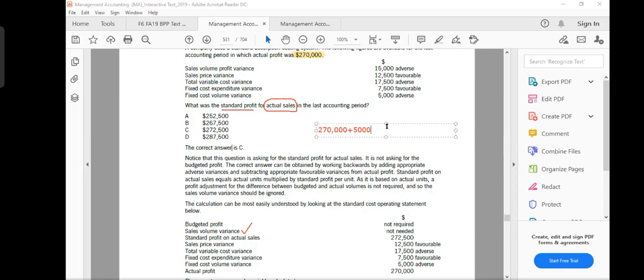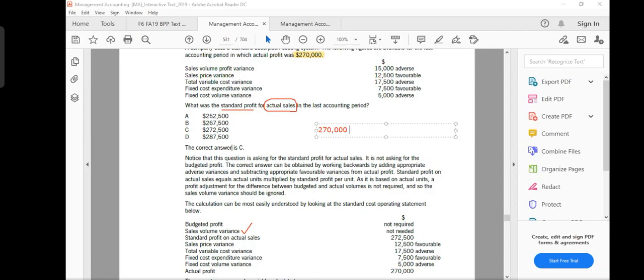Sir, can you repeat it once more? Now, this is my starting point, 270,000. What do I do with fixed cost volume variance 5,000? What does that mean, 5,000 adverse? What do you understand from that? Profit will be less. Not will be less, profit was less. It means that your profit 270,000 actually is less. When you get an adverse variance, it means that actual profit was less, right?